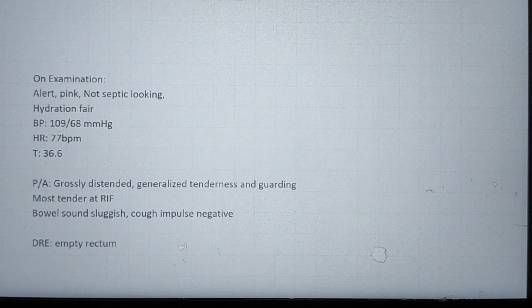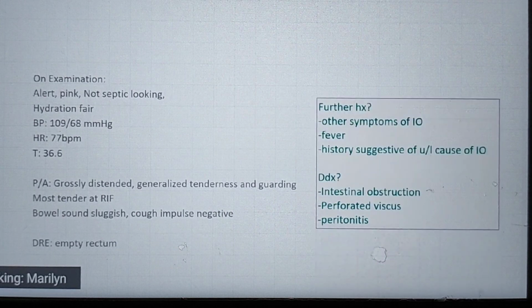On examination, the patient is alert, pink, not septic looking. His hydration is quite fair, and the vital signs are within normal range, in which the BP is normotensive, 109/68. The heart rate is 77 beats per minute with temperature of 36.6. On per abdomen, noted that it is grossly distended with generalized tenderness and also guarding, and it is most tender at right iliac fossa with sluggish bowel sound, and cough impulse is negative. So, per rectal examination showed there is an empty rectum.